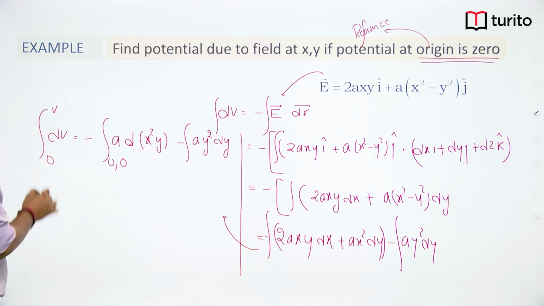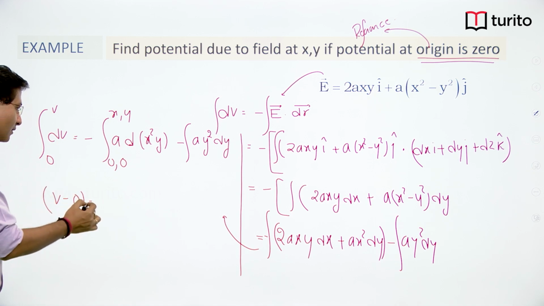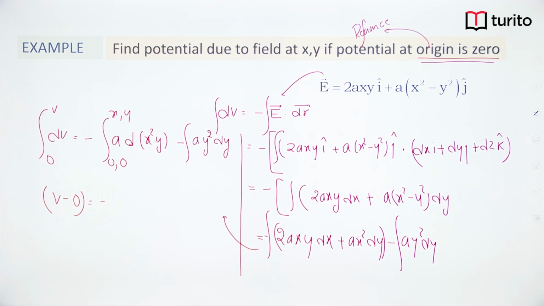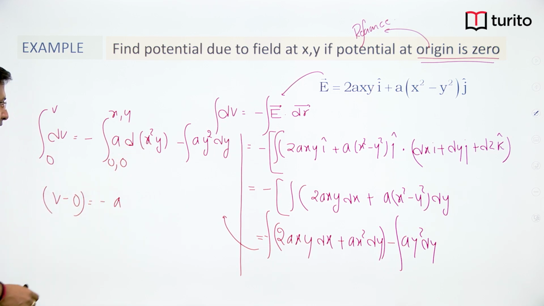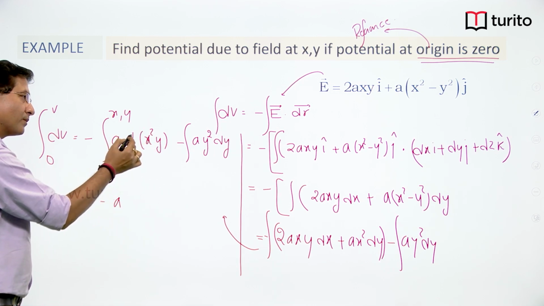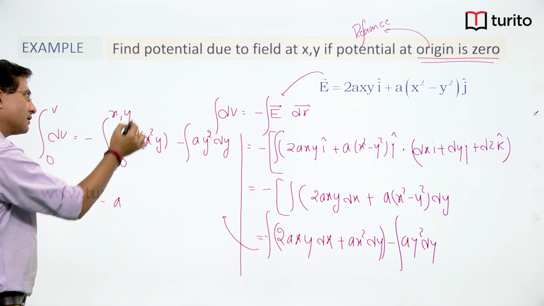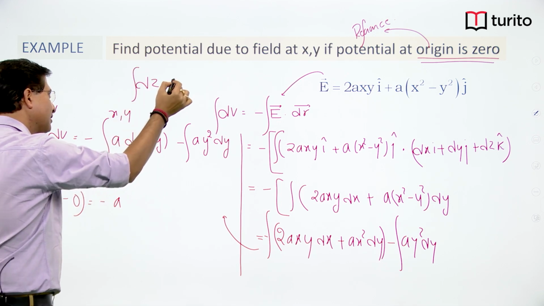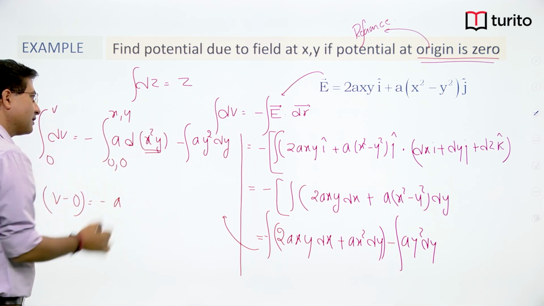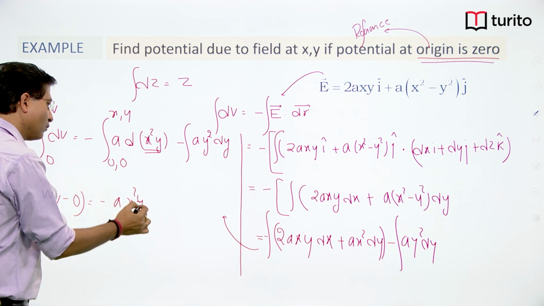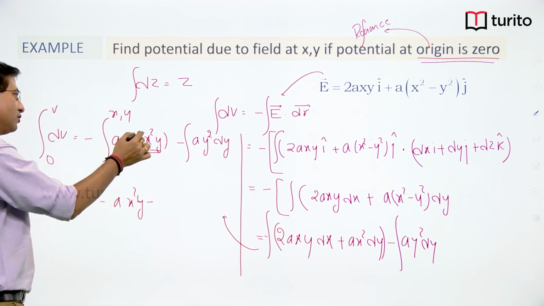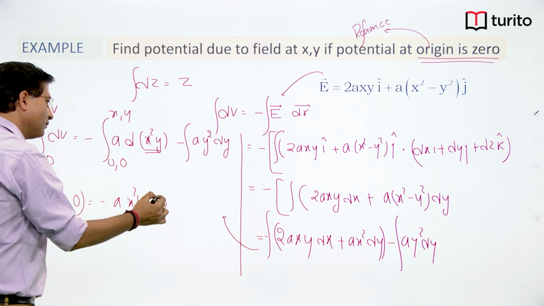What would be the potential at x comma y? Now see, here if I integrate, I will get v minus 0 minus this. If I integrate this, this is a, and integration of d z will give you z only. So I will get only the upper limit minus lower limit. So x square y minus, when I put 0 here, this whole term will be 0.